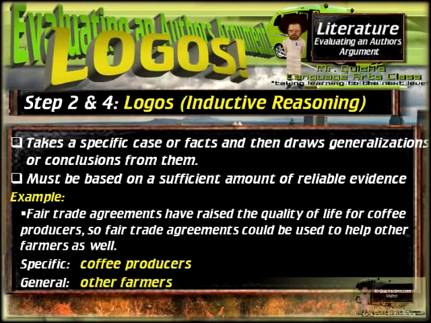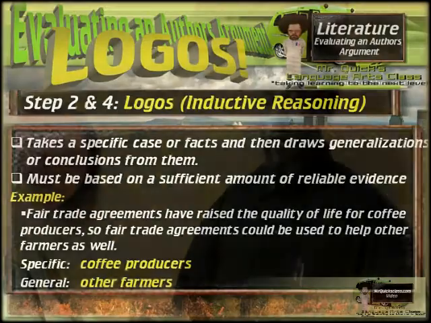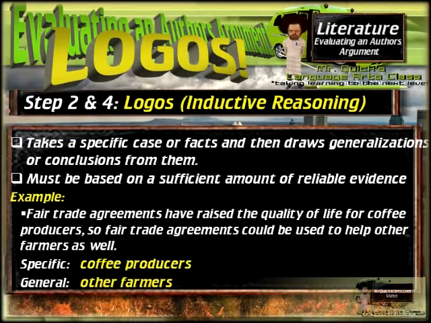And reliable here means evidence that can be trusted by the reader, confirmed by the reader, that is understandable. In other words, it's not over the reader's head, meaning that they're not a doctor themselves, so how can they understand this information? So I'm going to give you an example. Here's the example. Fair trade agreements have raised the quality of life for coffee producers.